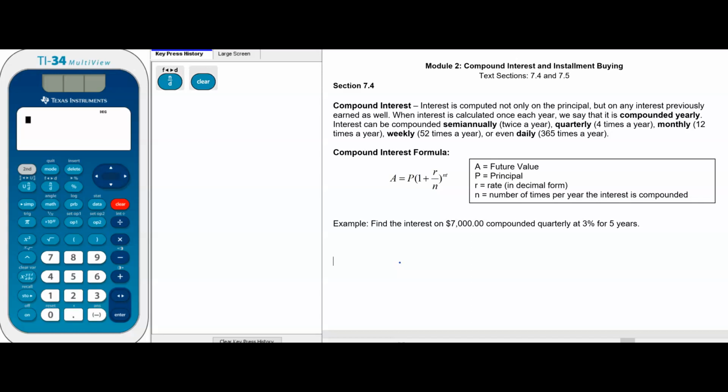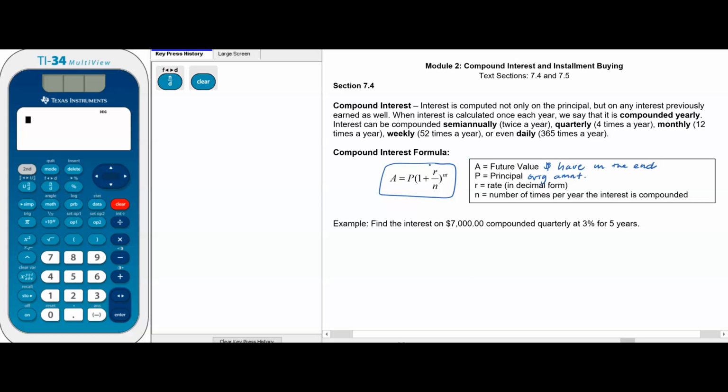A couple things that I want to note before we do an example. There's the compound interest formula, which is right here. Let's talk about what each of these things mean. A is the future value. That's the money that you have in the end. By end, I mean after you invest it or after you're done paying for something. P is principal. That's the original amount.